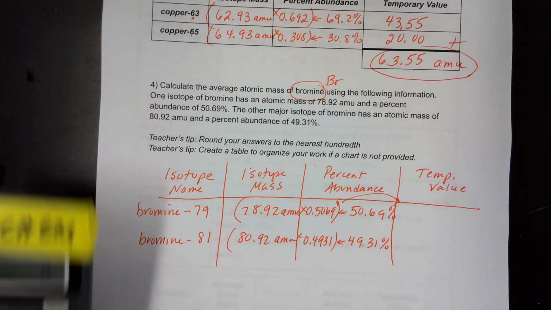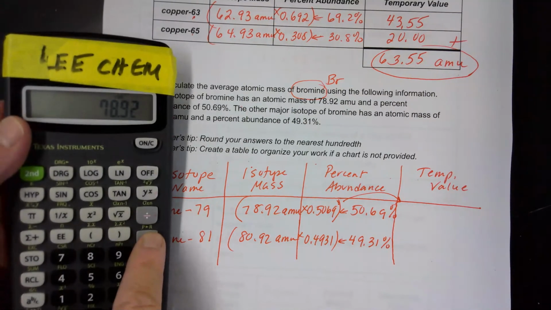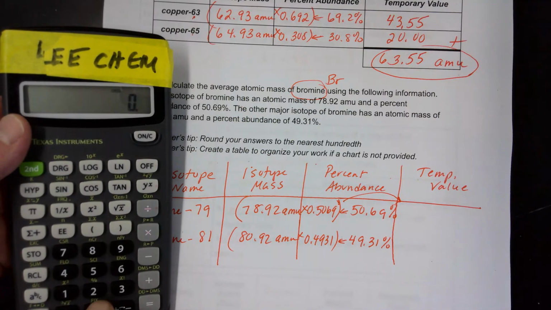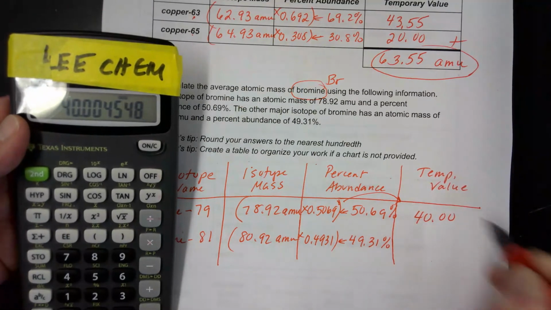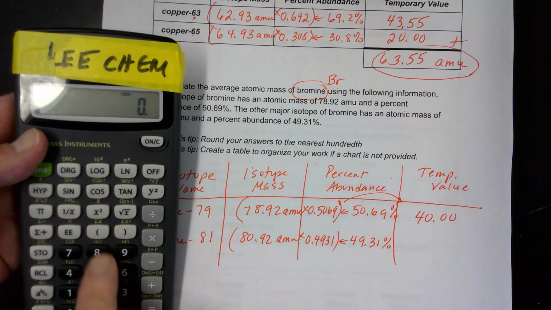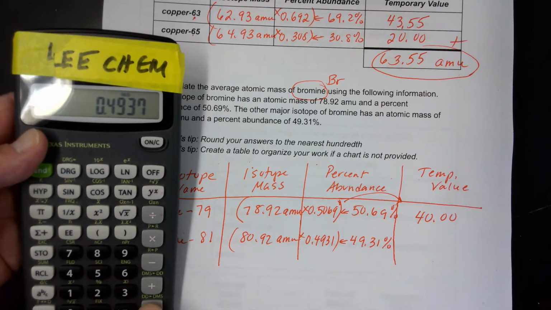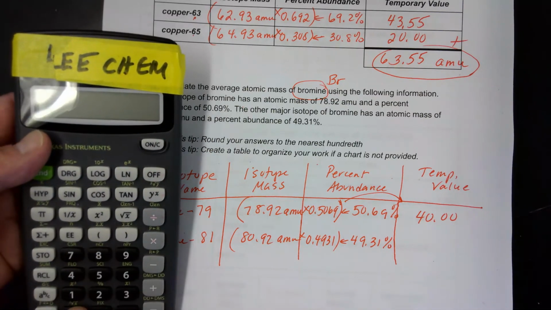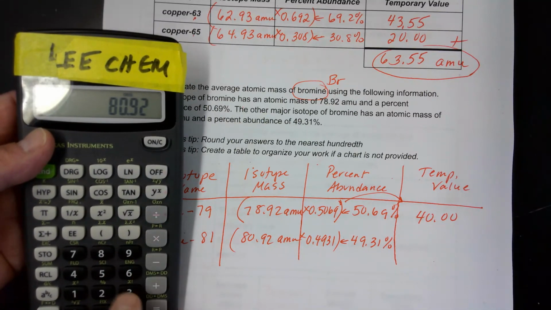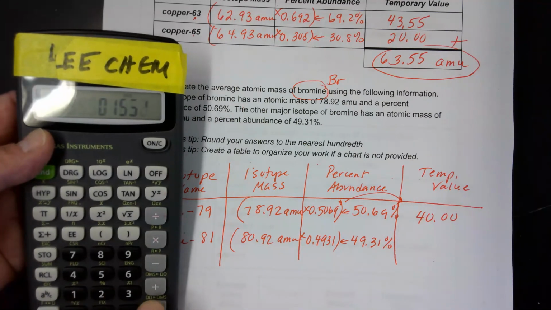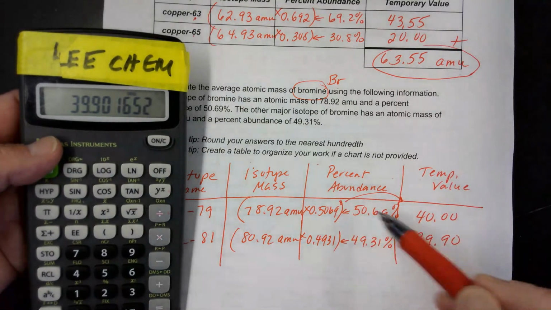That's 78.92 times 0.5069. And that works out to be 40.00. That's pretty amazing. Our next line, 80.92 times 0.4931. Let's try that again. 80.92 times 0.4931. And we are going to get 39.90.